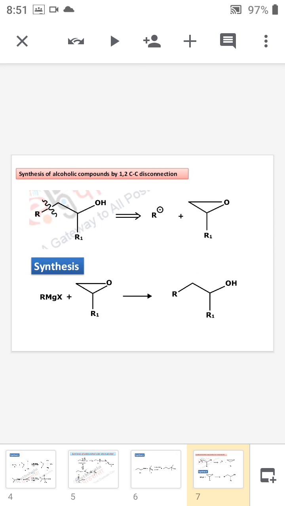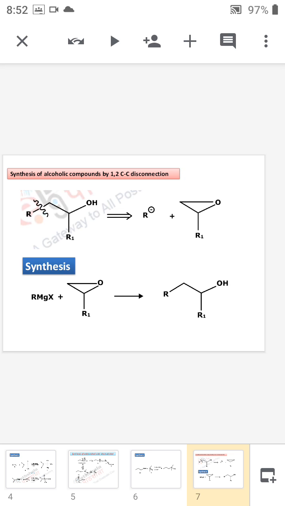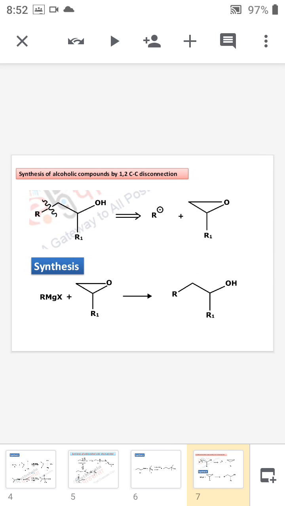This is a CC bond, and this bond is at position 2 with respect to the hydroxyl group attached carbon atom. That's why this disconnection is named 1,2, and we are going to disconnect the CC bond. That's why the name is 1,2-CC disconnection. So after disconnection, we will get two synthons, that is R minus and an epoxide. So this is the synthesis. Epoxide reacts with RMgX, and we will get the target molecule.